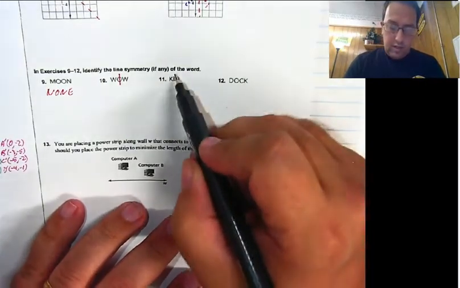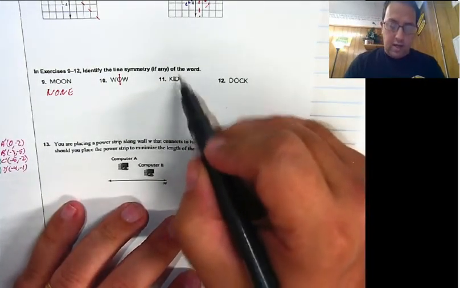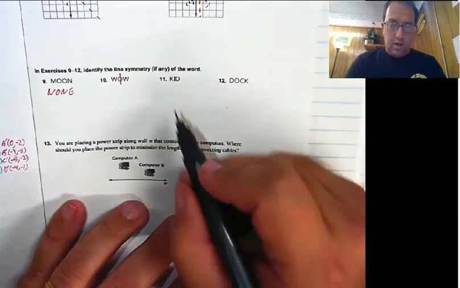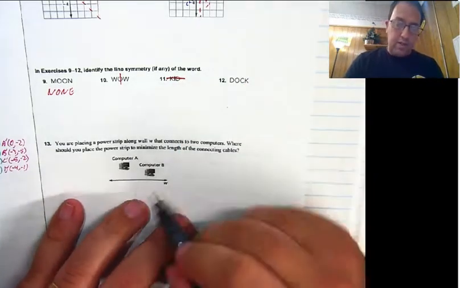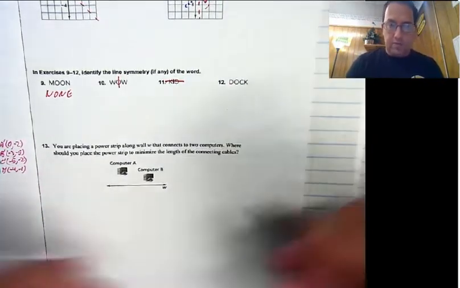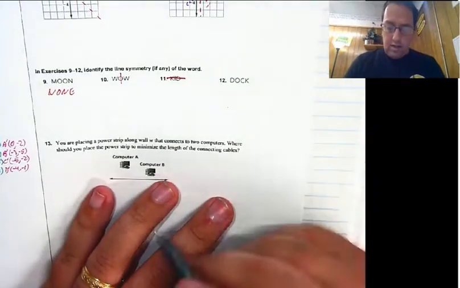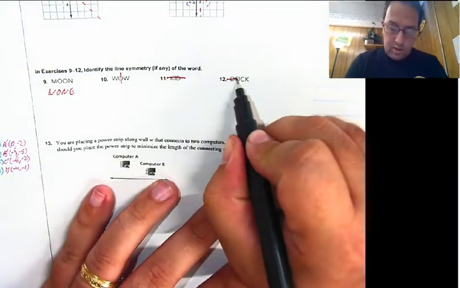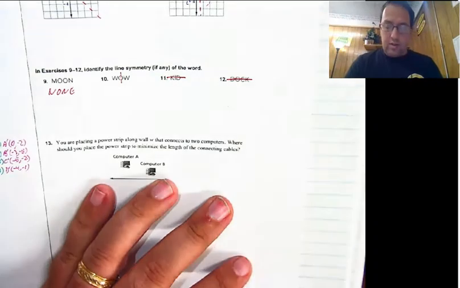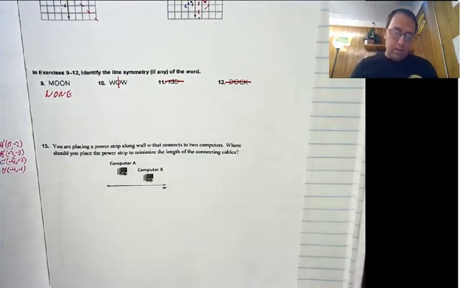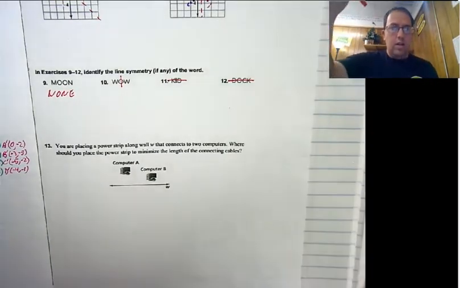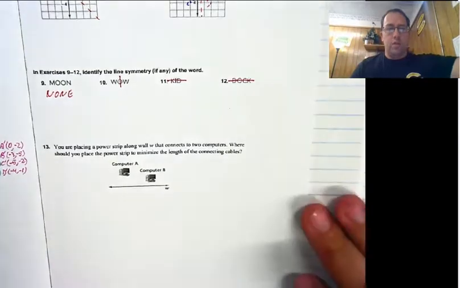KID. Well, I can't do it that way because K and D definitely don't match up. However, if I cut it in half like this, the top of the K matches the bottom of the K, the top of the D matches the bottom of the D, I matches I. We're good. And, yep, same thing with DOC. Go that way, like so. So that was pretty simple. Anyways. Okay, now let's take a look at number 13 here.